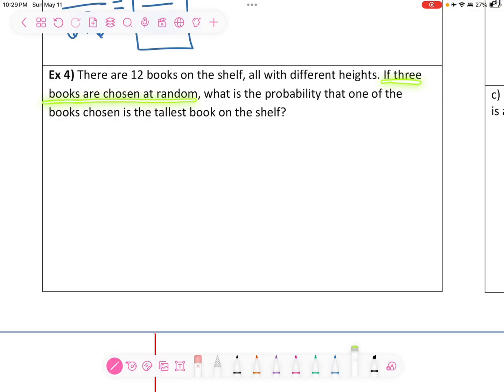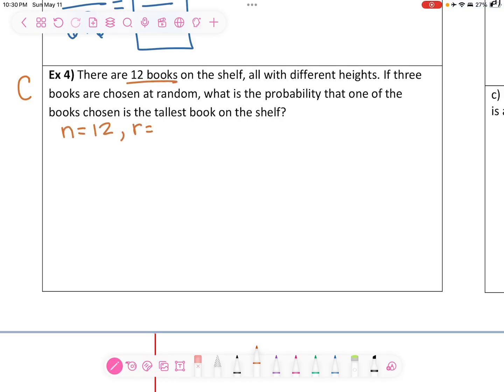So because of the way it's written, right? If 3 books are chosen at random, this is actually going to be a combination. For all we know, we're just setting those books down in no particular order. That's it, okay? So now we can look at the probability itself. Well, actually, let's do our total first. So N, right, to choose from is going to be 12 books.